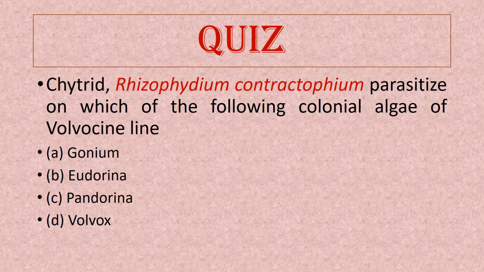Now the question: the chytrid Rhizophidium contractophyllum parasitizes on which of the following algae? We know that chytrids in general are parasitic, but this Rhizophidium contractophyllum is a Rhizophidiales.